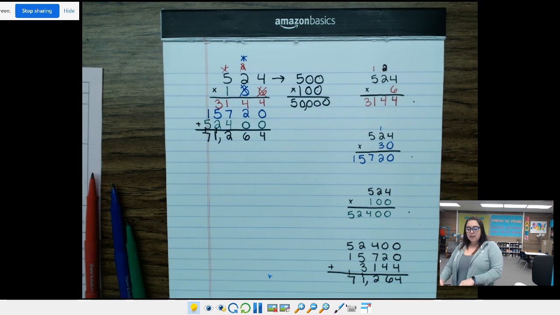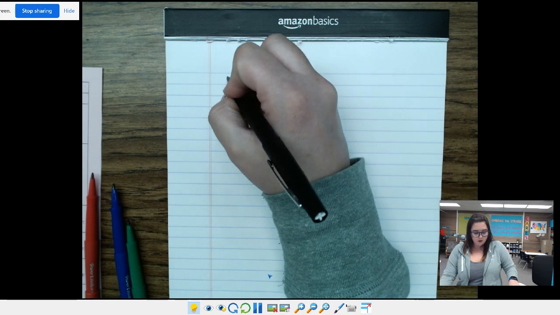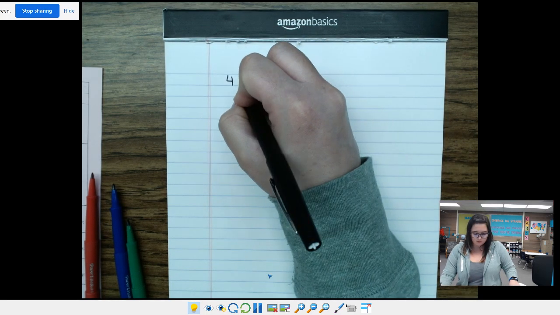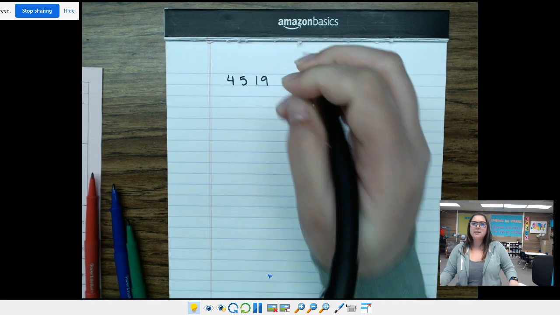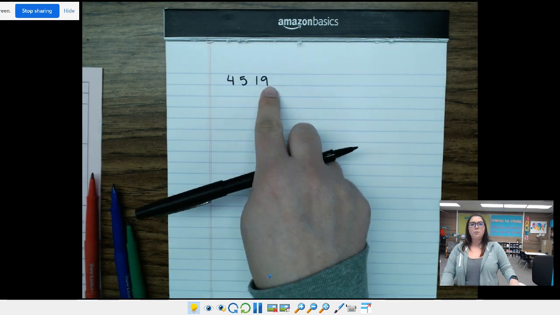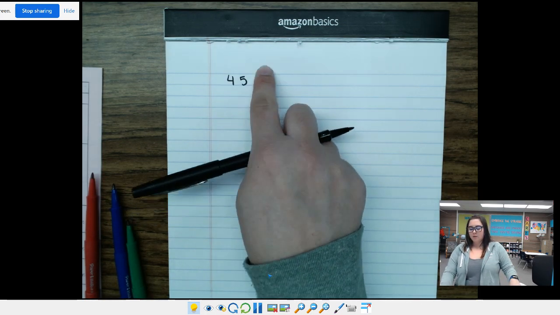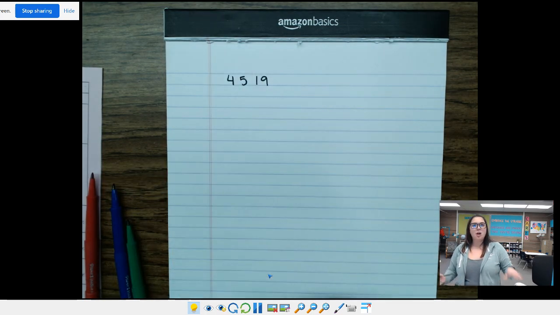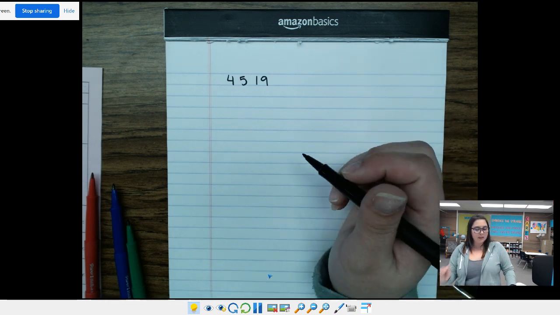All right, today is all about just practice with this. So let's do one more, and I want you to try and solve. So our problem is going to be 4,519, and I'm spacing out my numbers. That way when I'm adding numbers up top or on the bottom, it gives me a little bit of room to make sure I'm writing them in line.